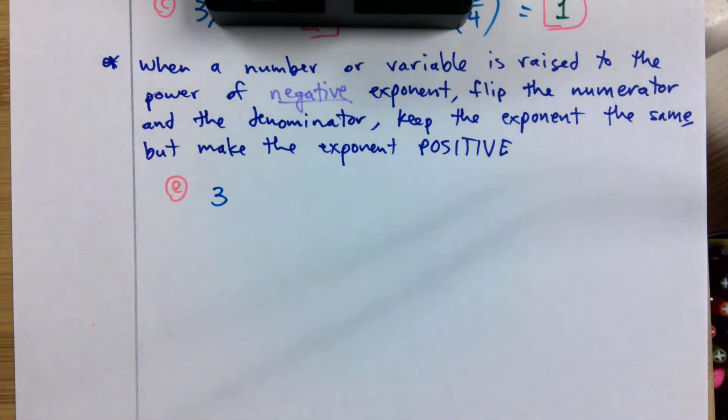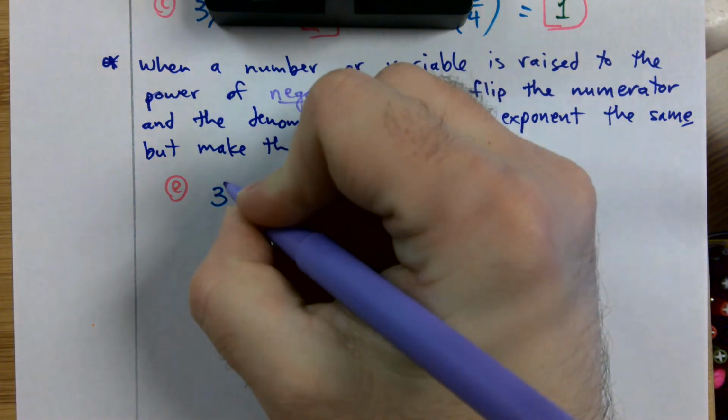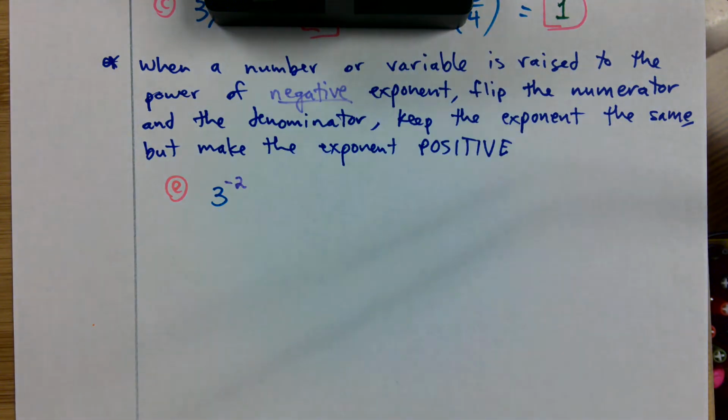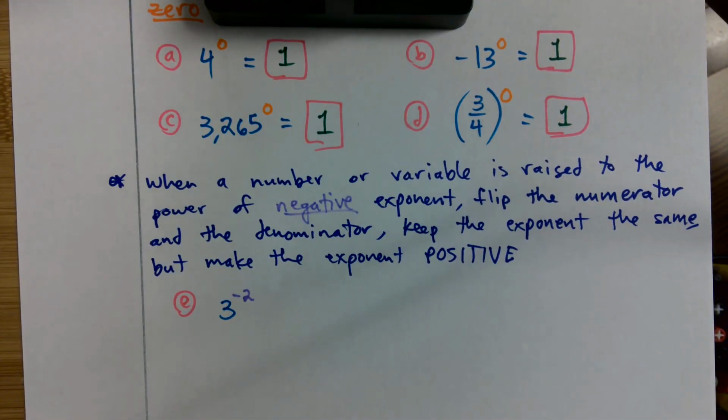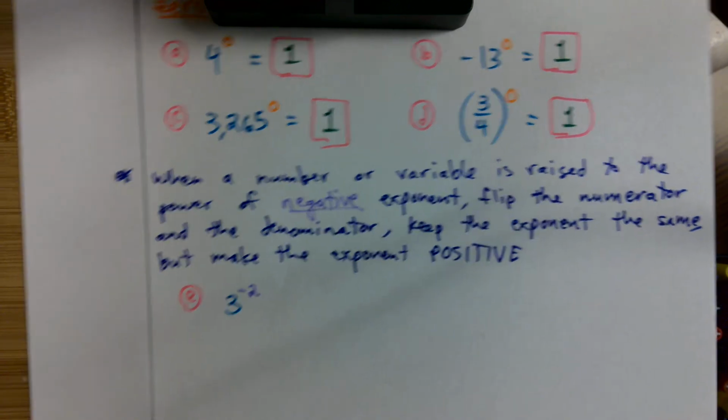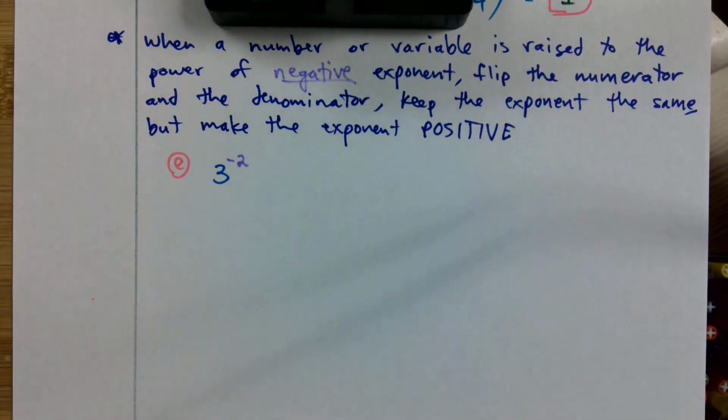Let's say we have 3 to the power of negative 2. That is an E, yes. So the examples are all letters. A, B, C, D. Now we're on E. So this definition says we're going to flip the numerator and the denominator, keep the exponent the same, but make it positive.